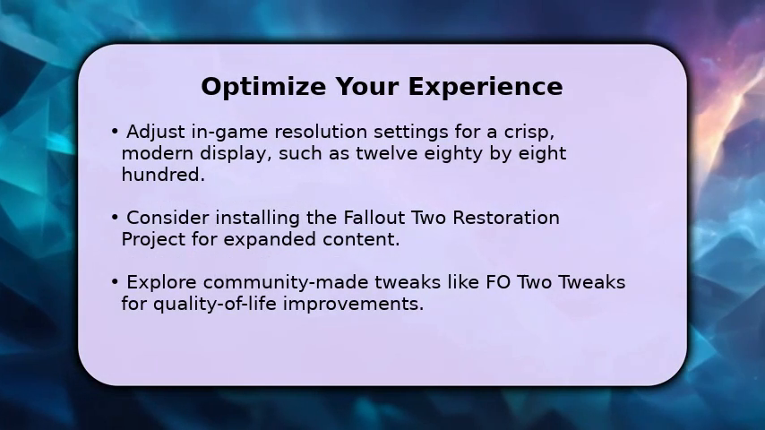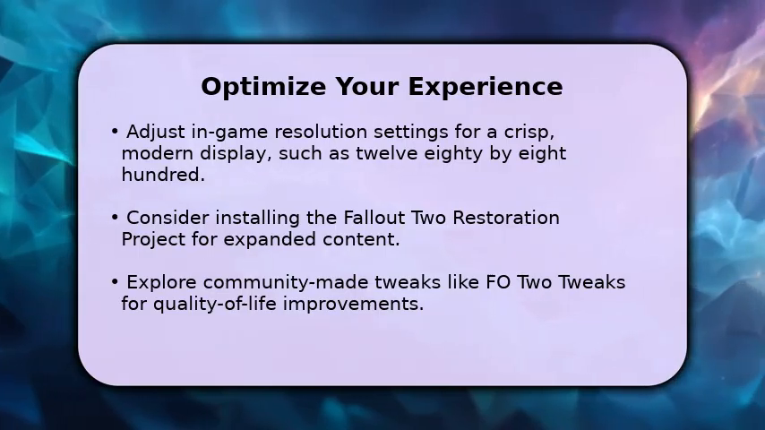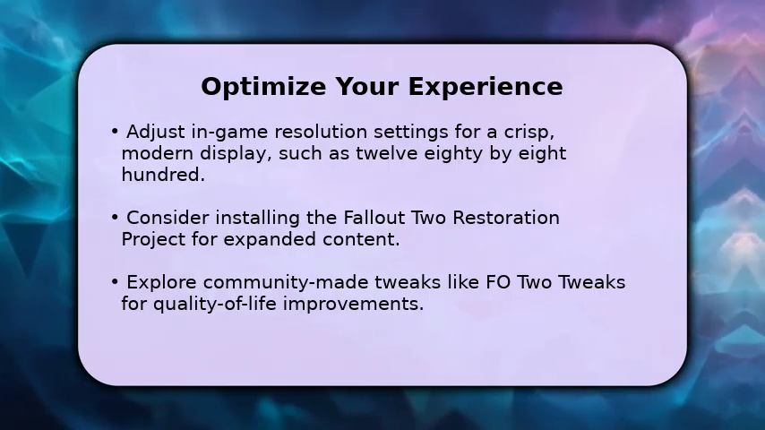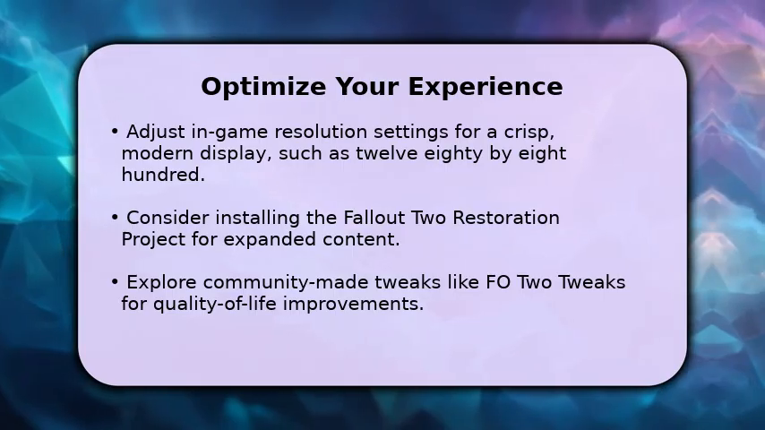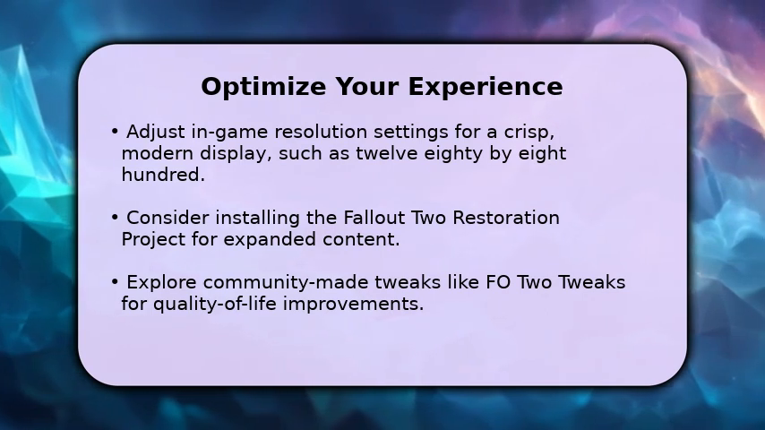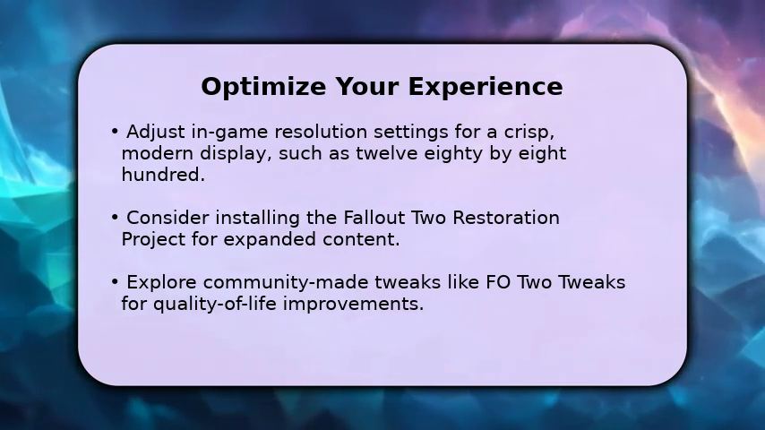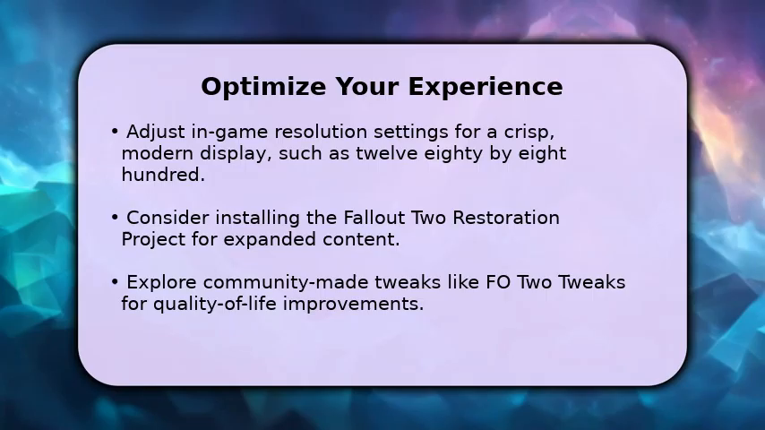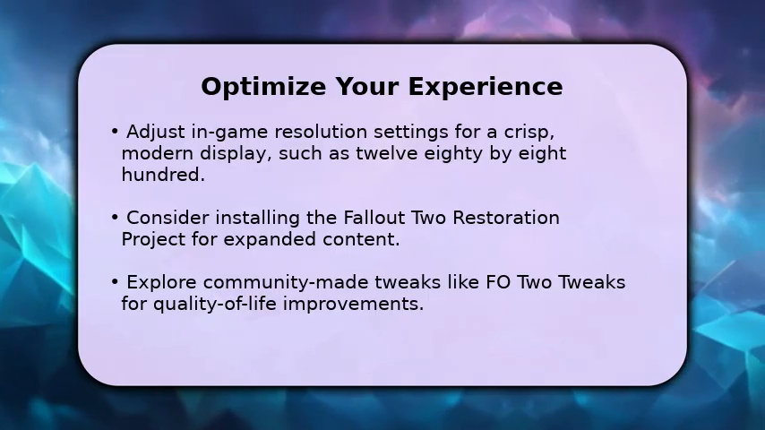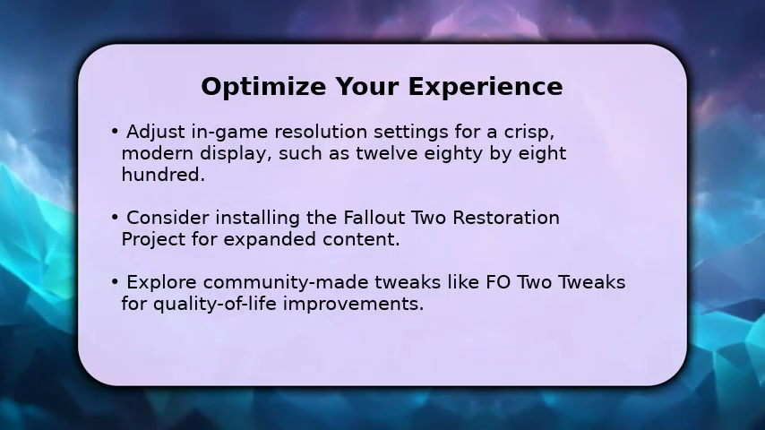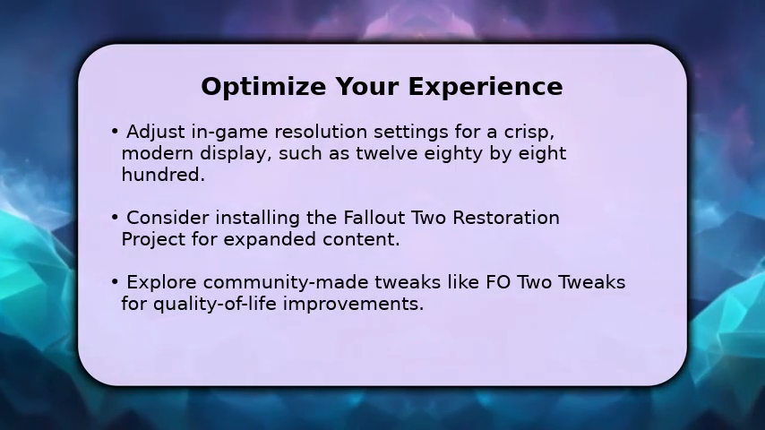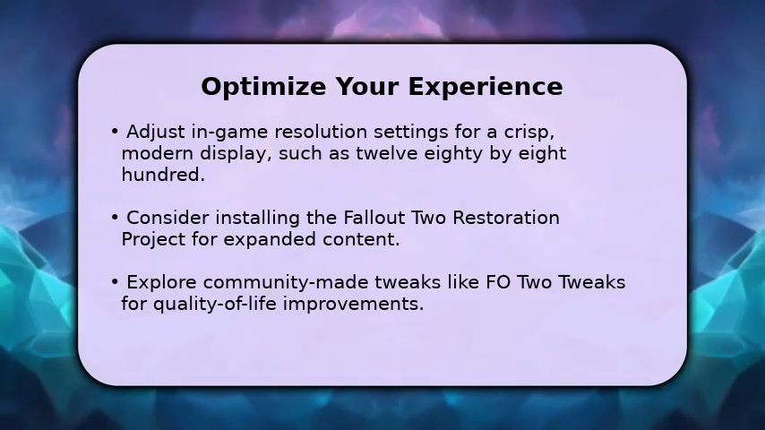To truly enhance your Fallout 2 experience, consider a few optimizations. First, adjust the game's resolution to a modern widescreen setting, like 1280 by 800 pixels, for a clearer picture. Many players also enjoy the Fallout 2 Restoration Project, a fan-made mod that adds cut content and fixes bugs. Additionally, tools like FO2 tweaks can introduce quality-of-life improvements. Finally, using a 2-button USB mouse with a scroll wheel will provide the most comfortable and precise control for navigating the wasteland.